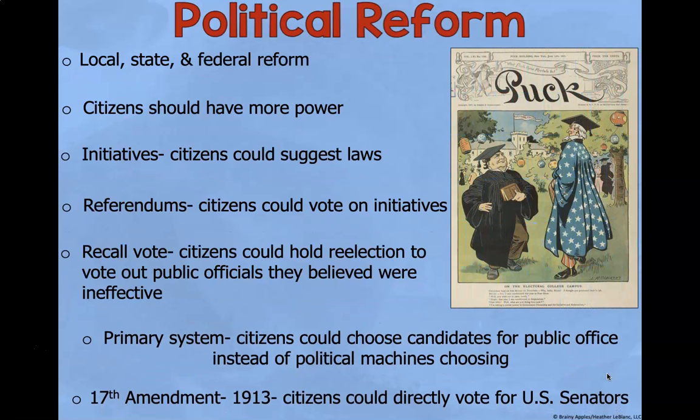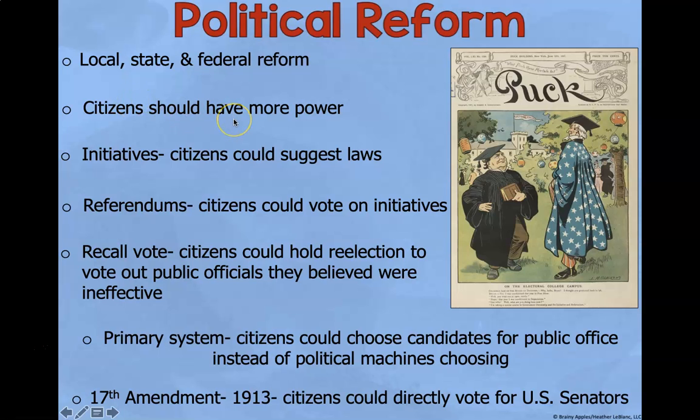So next we'll discuss political reform. This is how they wanted to reform politics during this time. And again, reform means change. They wanted to change local, state, and federal government. Local reform is like your city, okay? State reform is obviously your state. And federal reform is the actual federal government that we think of when we consider the president, Supreme Court, and the House and Senate.